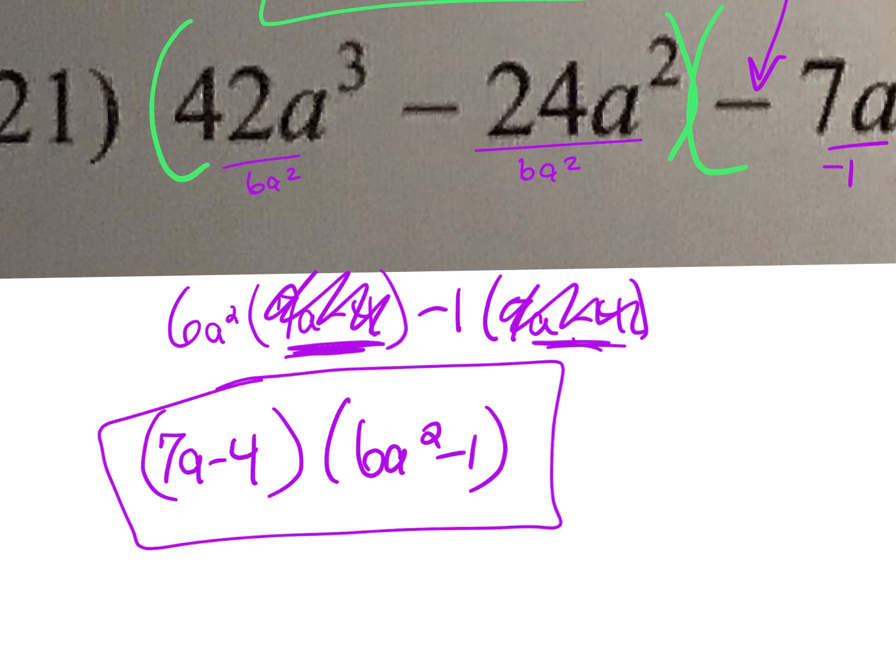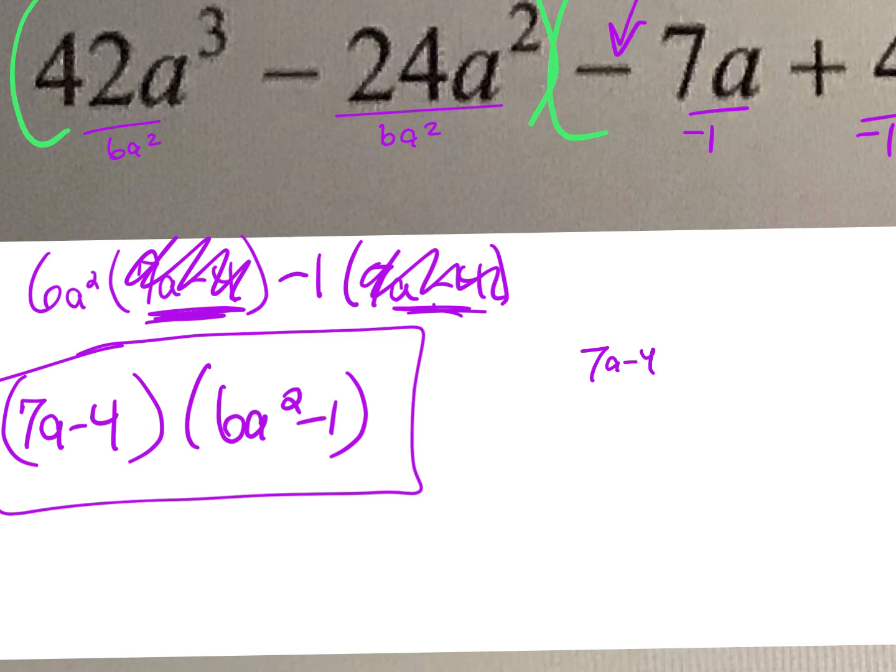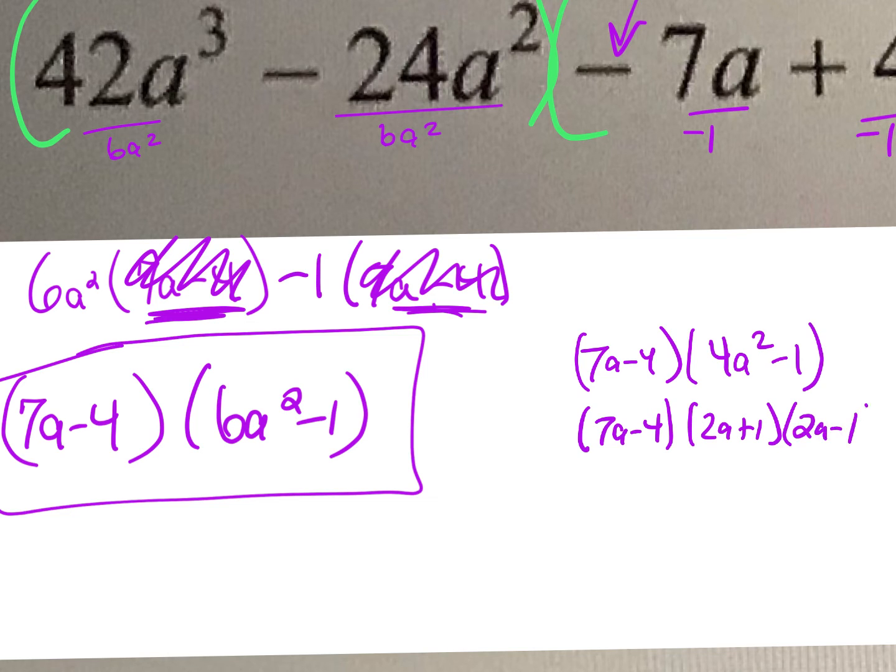Just saying, this is not the case, but just saying I had 7a minus 4, and then I had 4a squared minus 1. Is that completely factored? No. What is 4a squared minus 1? It's the difference of perfect squares. I can break that down a little more. This would be 2a plus 1 and 2a minus 1. I just created that own problem. This is just an example here. But always, always, always check, can I factor any more? Can I simplify this any more?